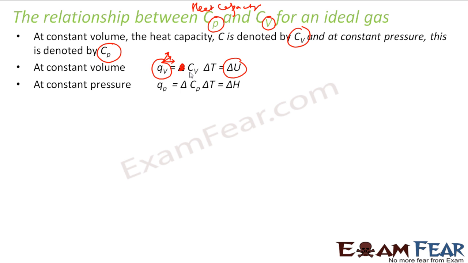Similarly, at constant pressure, we have something called enthalpy change, and enthalpy change is nothing but heat supplied at constant pressure, and that is nothing but Cp delta T. Correct? These things we know. With this, we can prove that Cp minus Cv is equal to R.